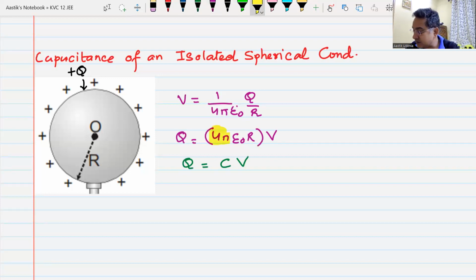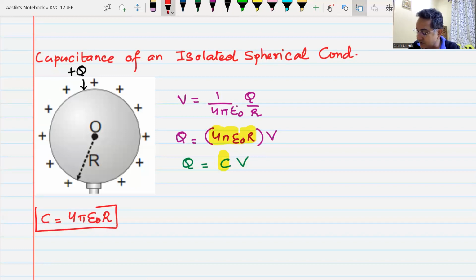This, gentlemen, is a constant for a given conductor. This C becomes the capacitance of this isolated spherical conductor. So for an isolated spherical conductor, the capacitance becomes 4 pi epsilon naught into R. And whatever we have heard about capacitance is evident in this formula. R comes for the size, shape, and geometry. It was spherical, therefore 4 pi epsilon naught came. If it was of some other shape, something else would have come.